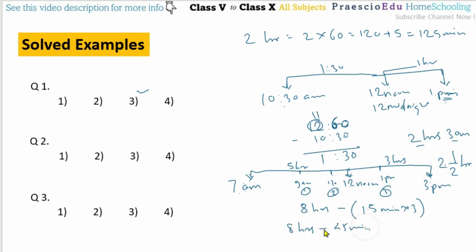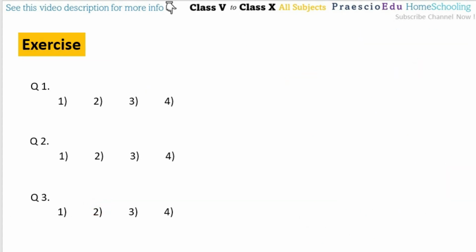We have to deduct 8 hours and subtract 45 minutes, which means it is 7 hours and 15 minutes. So 7 hours and 15 minutes is given in option number 2. Now we are going to see the exercise.